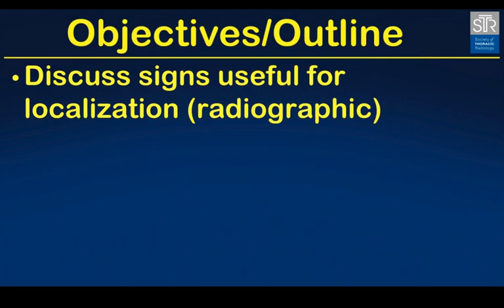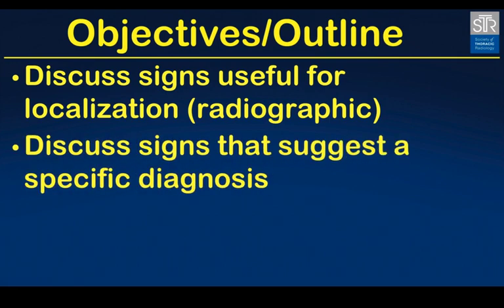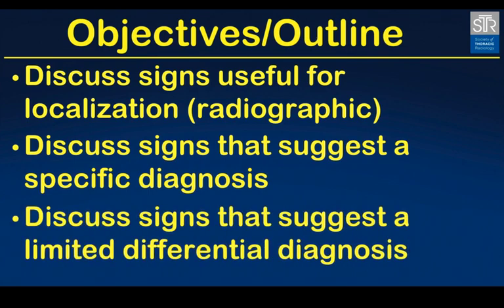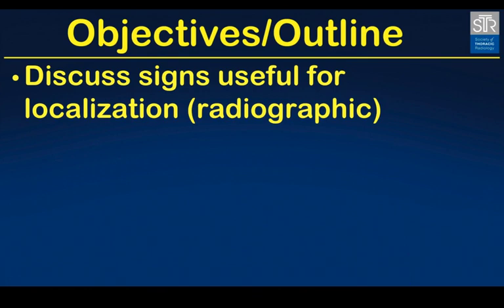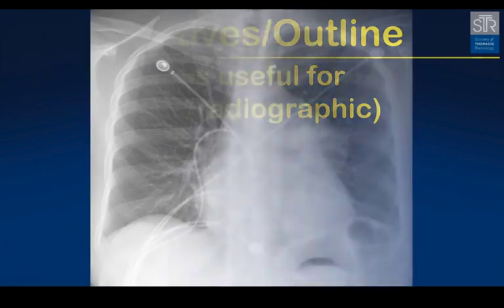Our objectives and my outline for the talk are to discuss some signs that are useful for localization of abnormalities on chest radiographs. Then we will discuss some signs that suggest a specific diagnosis. And finally, we will discuss some signs that suggest a limited set of differential diagnostic possibilities. Let's start with some signs useful for localization of abnormalities on chest radiographs.